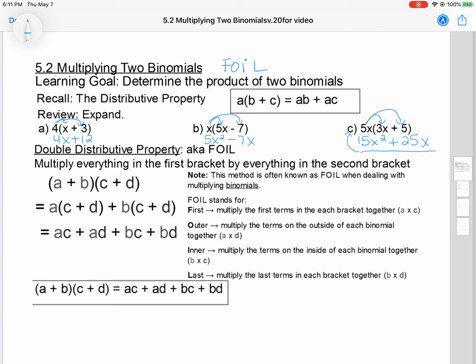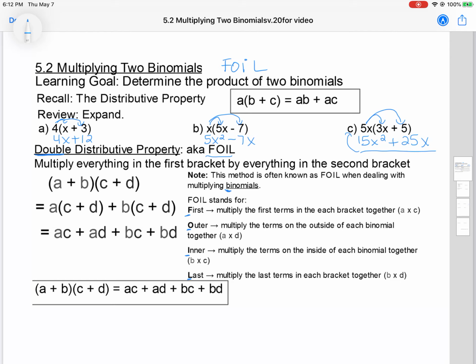But today we're going to focus on expanding, except we're going to do two. We're going to do double, which is often called FOIL. And FOIL stands for first, outer or outside, inner, inside, and last. So it's just a way to make sure that you're multiplying everything from one bracket with the other bracket. So we're multiplying binomials, which means they have two terms.